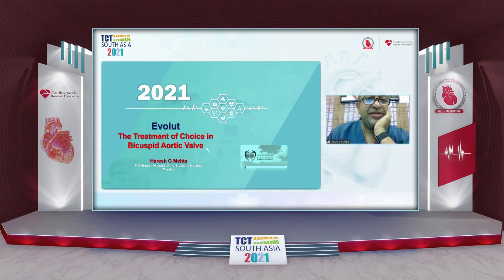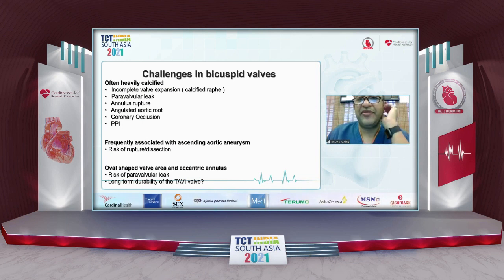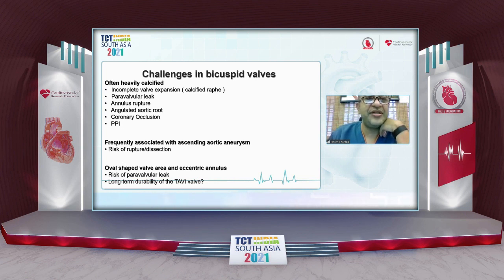So, my talk is treatment of choice in bicuspid aortic valve. I am not going to go into detail of each of these because already Sengutuvelu has told you what the challenges in bicuspid valve are. Mainly the paravalvular leak, the annular rupture, PPI need, risk of rupture or dissection with an aortopathy, and of course, long-term durability of the TAVI valve because of the oval size shapes.